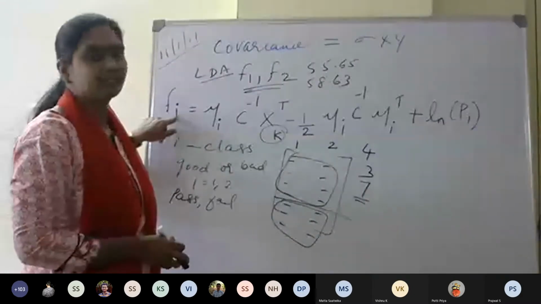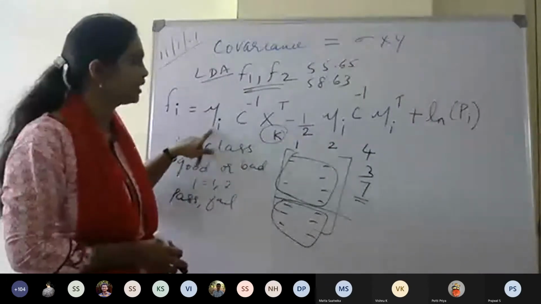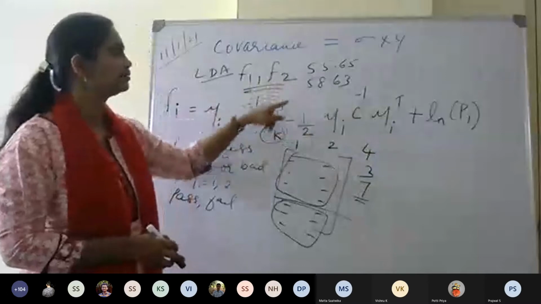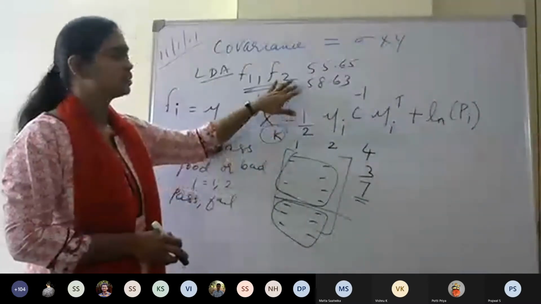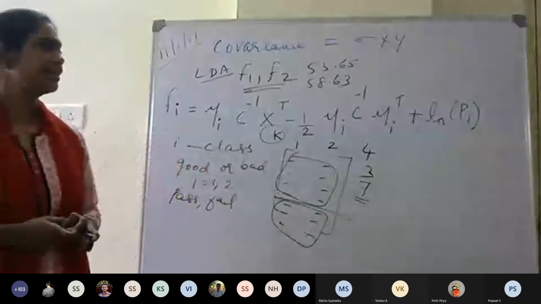If I substitute i equal to 2, then for the second class, I'm finding the mean. And for the second class, I'm taking the probability, and the C inverse is common, whichever class you are going to find. So you will get a value here. So in both these cases, I will compare, whichever has a higher value, I will assign the object to that particular class. Okay. So this is the idea.